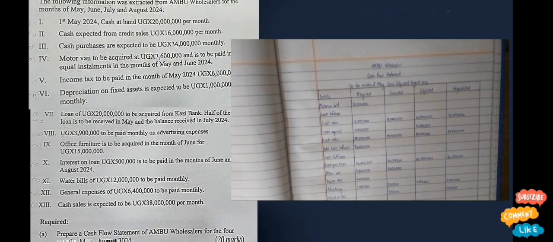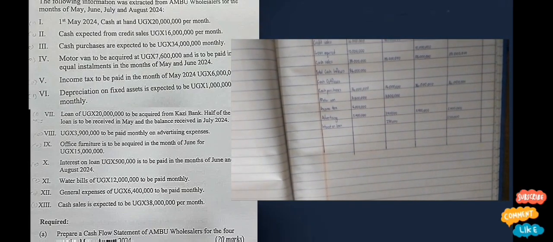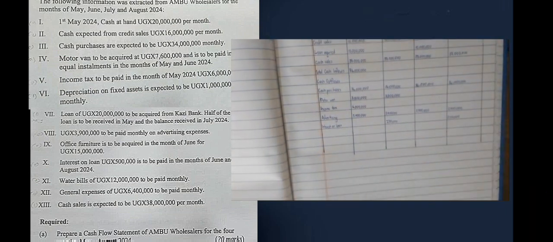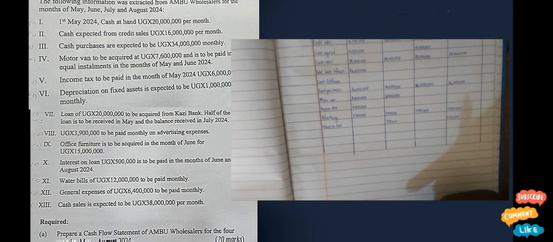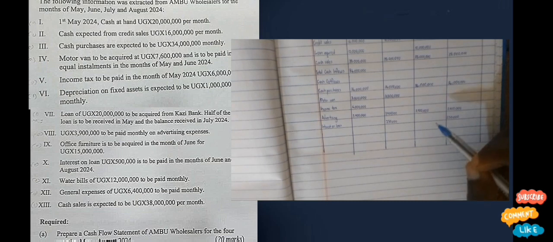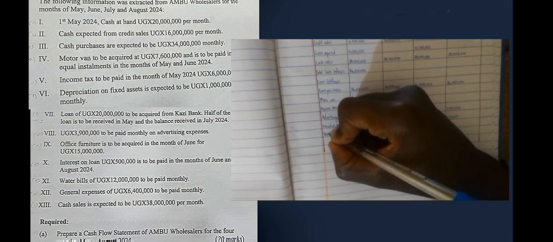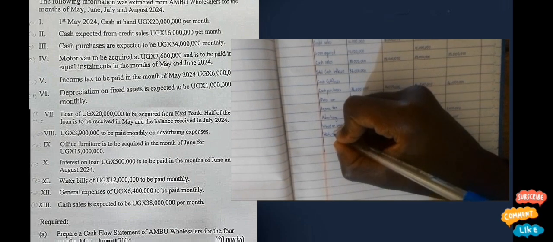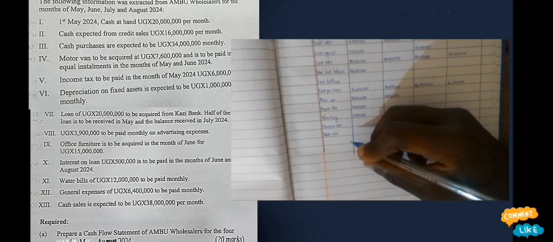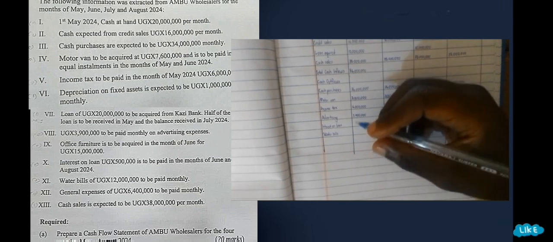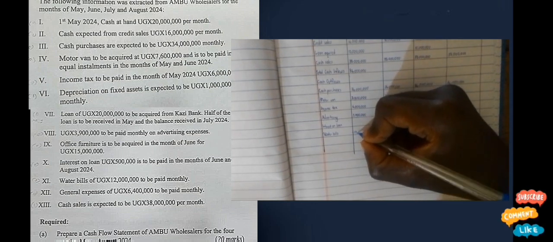Roman numeral 11. Water bills of 12 million to be paid monthly. So, water bills monthly means we're paying 12 million every month as a cash outflow. It is an expense to the business, so that is 12 million.